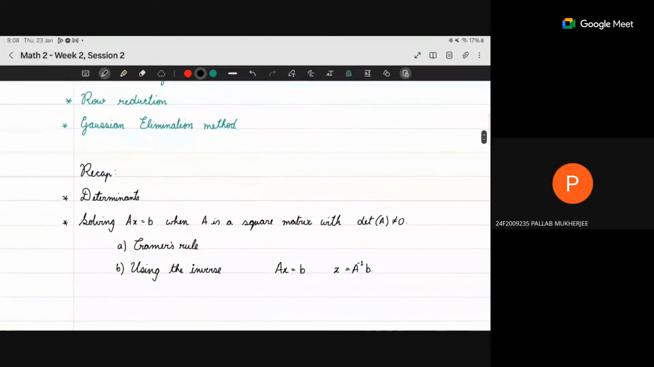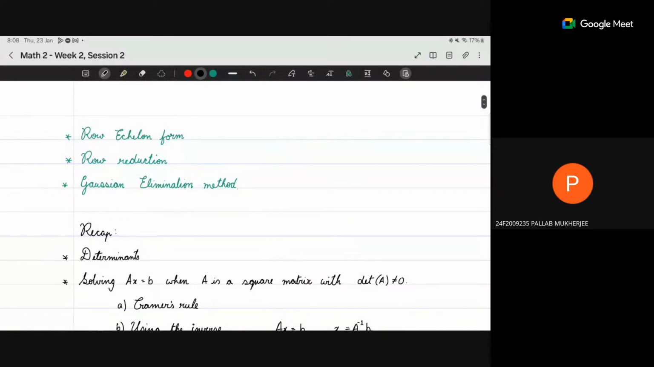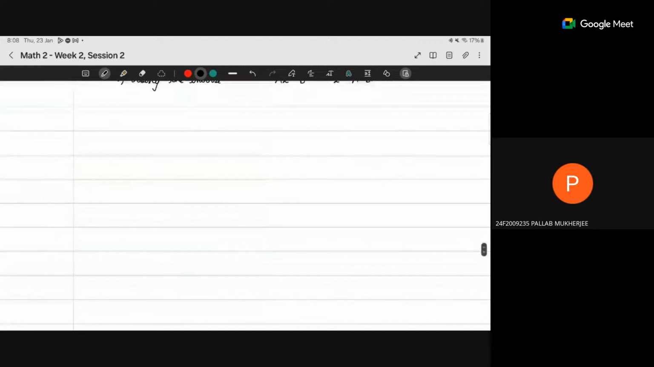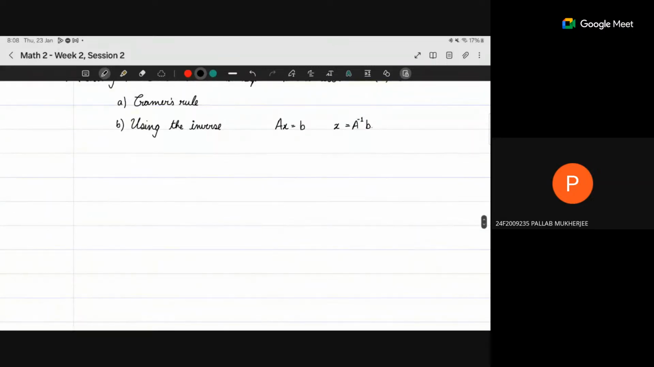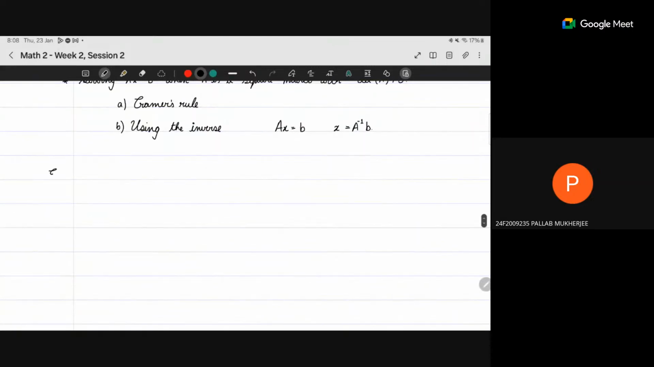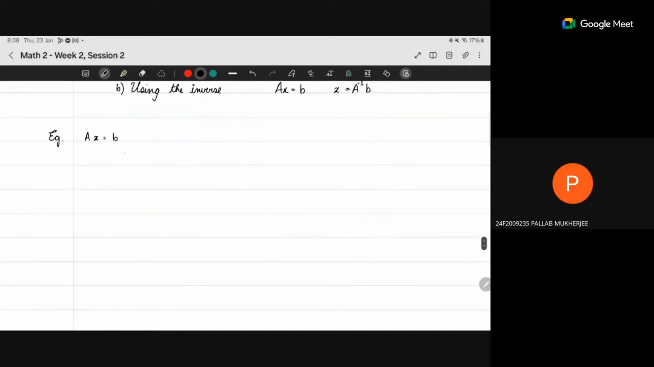So right now, let's go to row echelon form. This is mostly just formalizing what you already know. So suppose you have, let us take an example of a system of equations where I'll not specify what the b is, but let's say you have a 3 cross 3 upper triangular matrix as the coefficient matrix. I don't know, put some random numbers here.